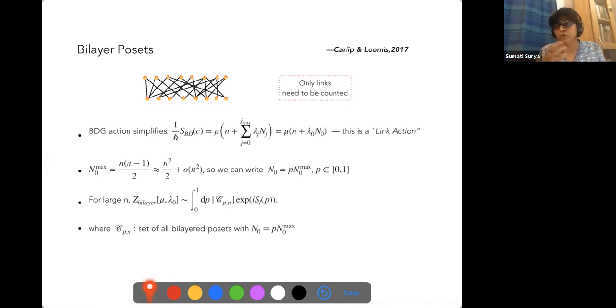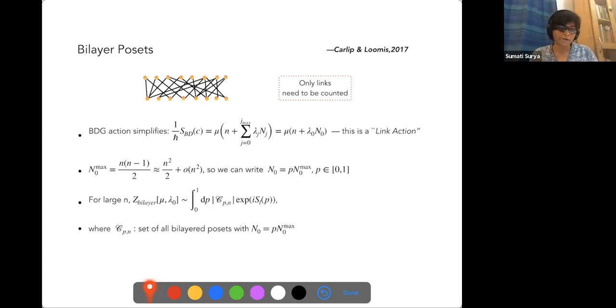Okay, so only links are there, and that simplifies your Benincasa-Dowker-Glaser action enormously, because you don't anymore have to look for intervals of different sizes. You just have 0 element intervals. And so what you essentially have is a link action. So they looked at the simplest set. It's not the most dominant, but it's the next subdominant contribution.